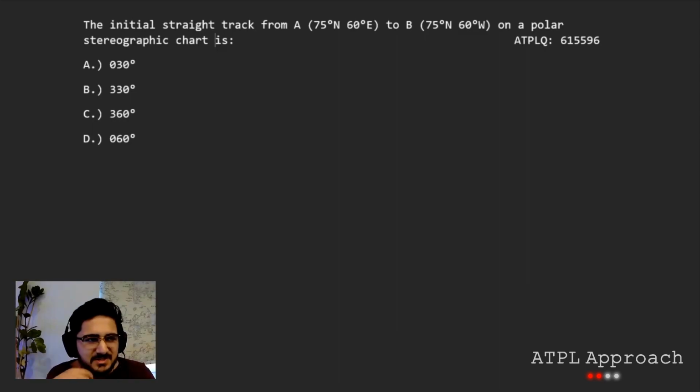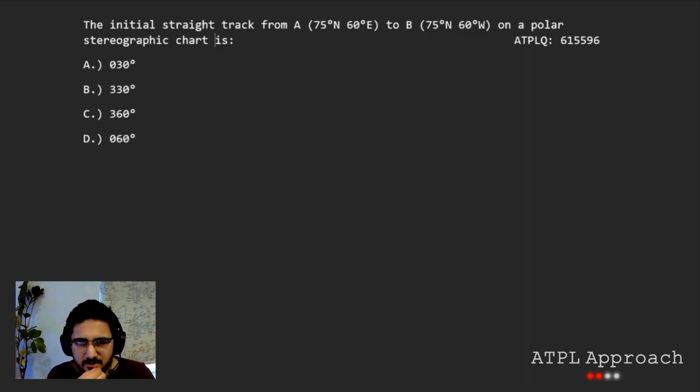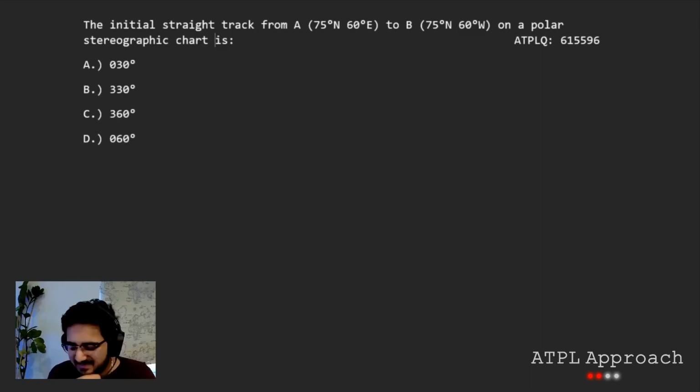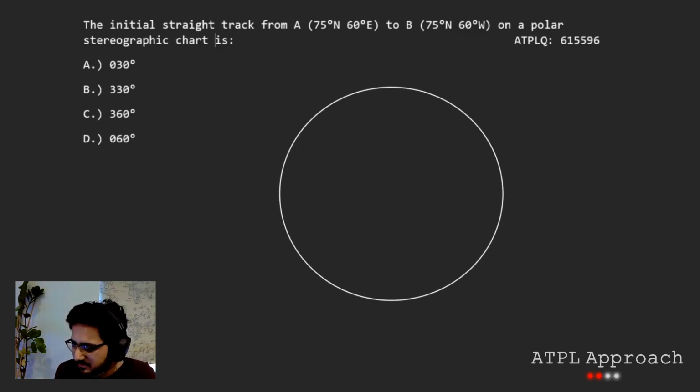Well, remember, what was the first thing I said on how we do the first question? We like to draw it out, yeah. Do you know how to draw a polar stereographic chart? No, it's been a while. Take a look. There's our circle. I've done this in one of my videos on the polar stereographic chart, but I'll have a look at that as well.